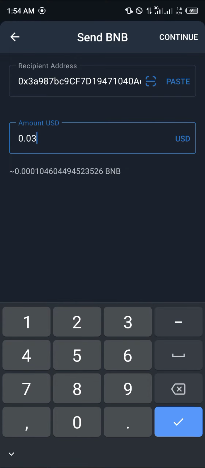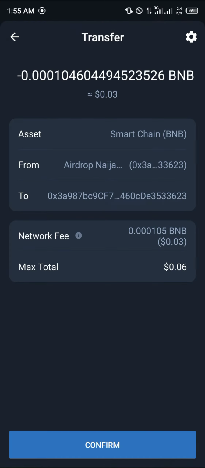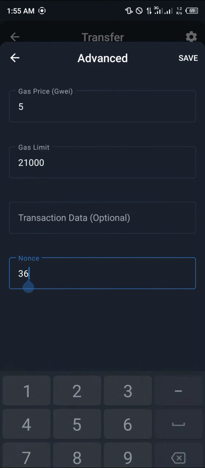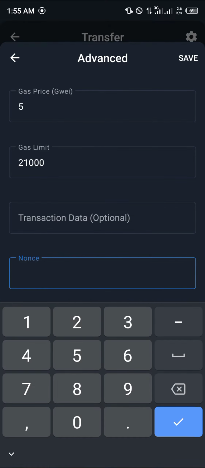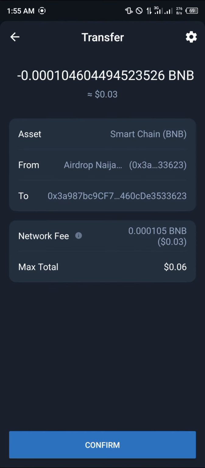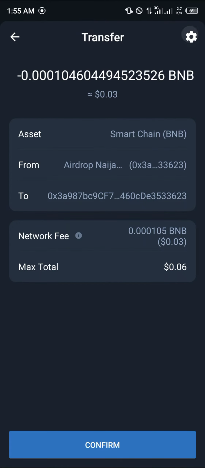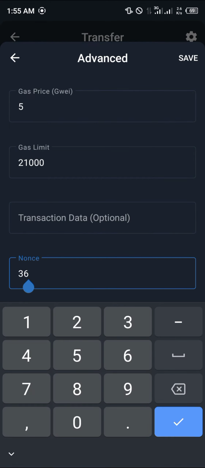So we're going to be using 0.03. Now we're going to be clicking on continue. If you remember, guys, from the previous transfer we made, the pending transfer, our nonce was 35 and the gas limit of fee was 5. Gas price was 5. So what we're going to be doing is taking down our nonce to about 5. And hopefully this is going to speed up the transaction. Everything is going to cost 0.06.